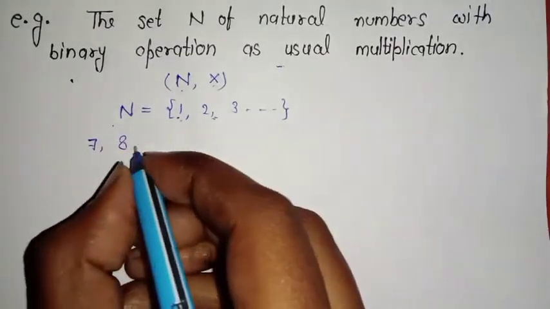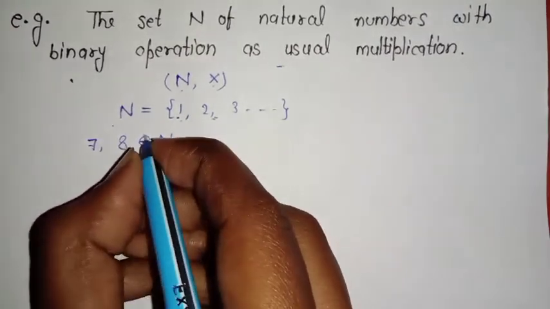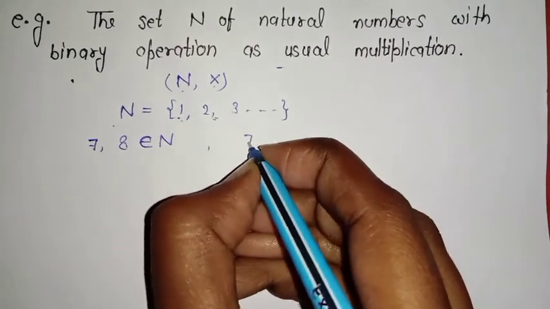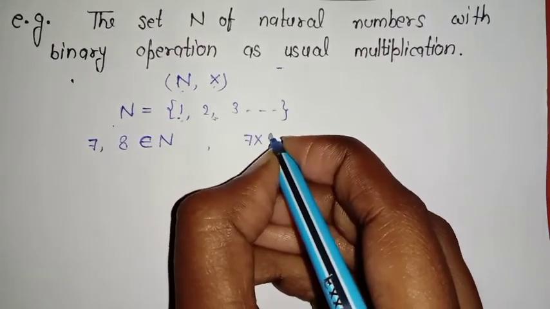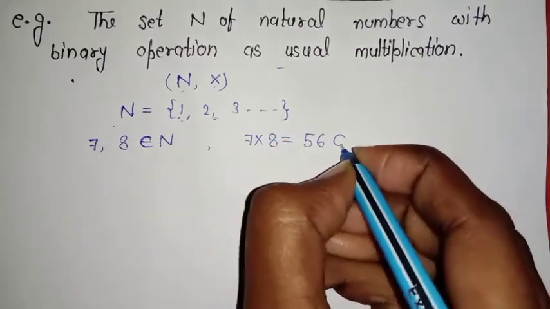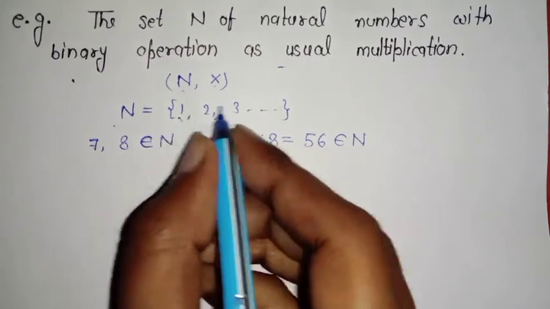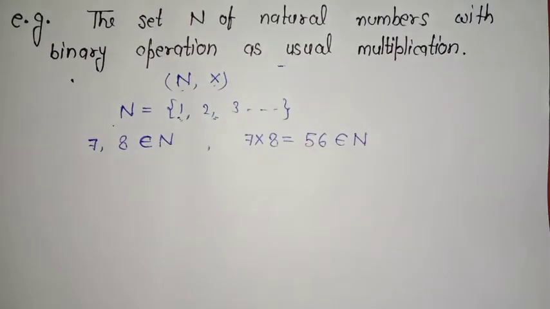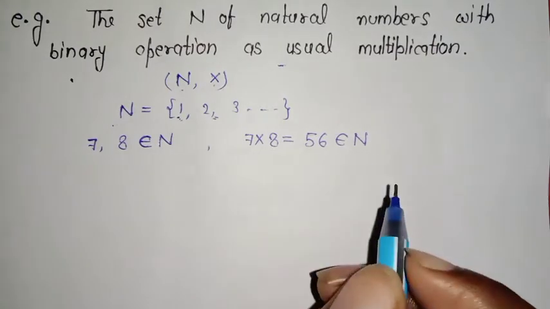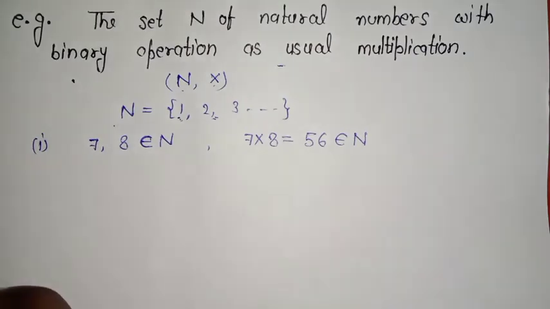So if we take the product of these two elements, they belong to the set of natural numbers. If we take the product of these two elements, 7 into 8, what we get is 56. That is also a natural number, since I told you that the natural numbers start from 1 and go up to infinity. So this is also a natural number, so we can say that the closure property is satisfied. So our first property is satisfied in this case.